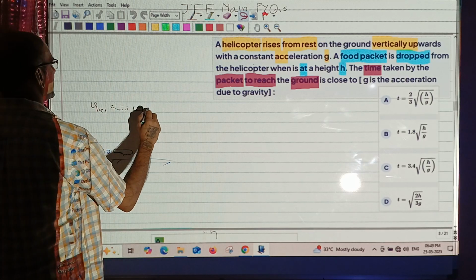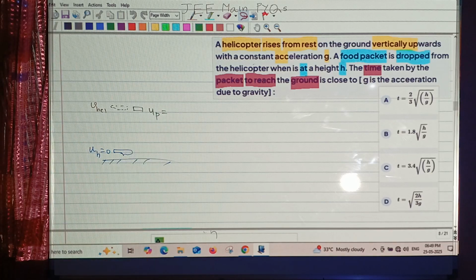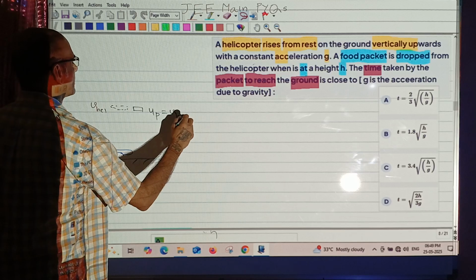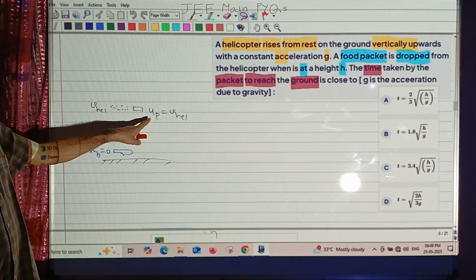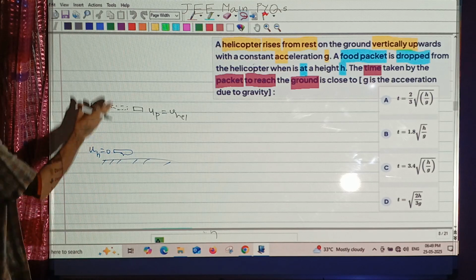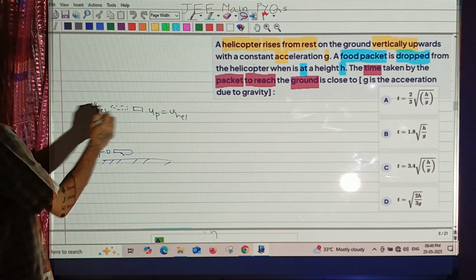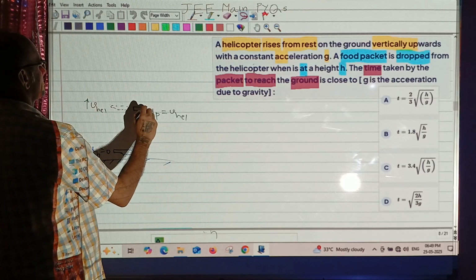So the initial velocity of the packet will be equal to the velocity of this helicopter. That's an important point to realize. The packet is dropped from the helicopter. That does not mean the initial velocity of the packet is 0. Because the packet is traveling with the helicopter, whatever is the velocity of the helicopter, that will be the initial velocity of this packet. And since this helicopter is moving up, the initial velocity of the packet is also upwards.